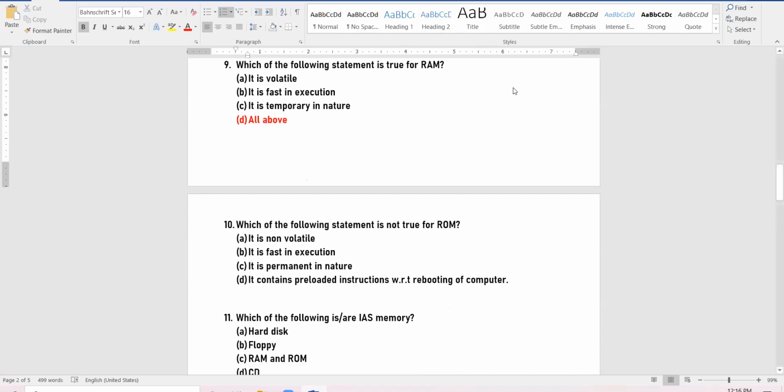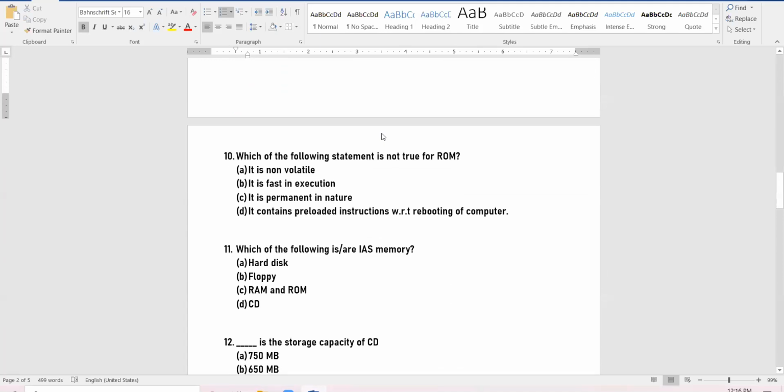10th MCQ. Which of the following statement is not true for ROM? It is non-volatile. It is fast in execution. It is permanent in nature. It contains preloaded instructions with respect to rebooting of computer. Yes, Raghav, unmute yourself. Sir, option C, it is permanent in, sorry, sir, option A, it is non-volatile. Wrong, Raghav. This is not the correct answer.